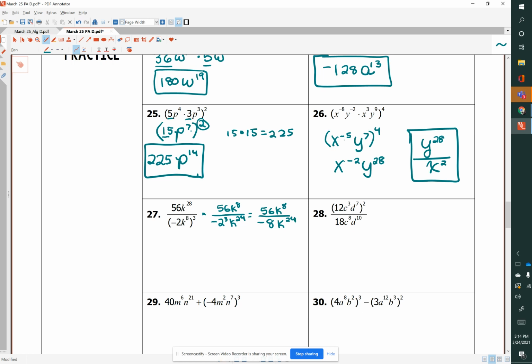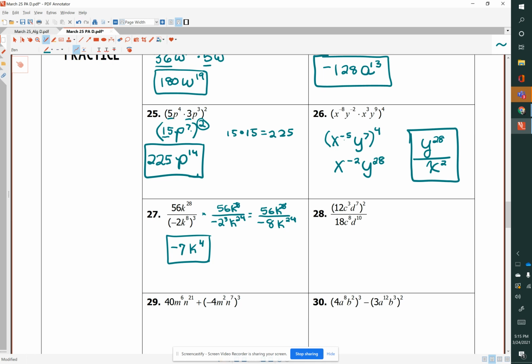Now remember, when we divide, we subtract exponents. So 56 divided by negative 8 is negative 7. And 28, this is a 28. 28 minus 24 is 4. And that's our final answer. So 56k to the 28th divided by negative 8k to the 24th is negative 7k to the 4th.